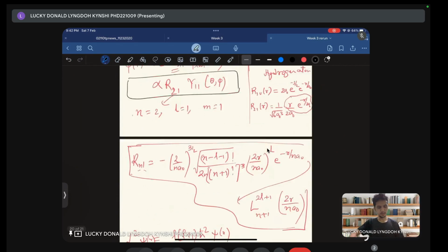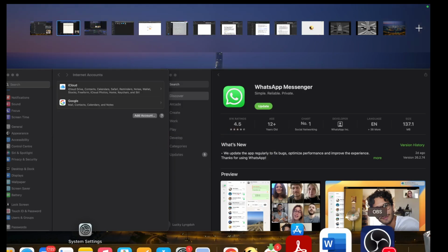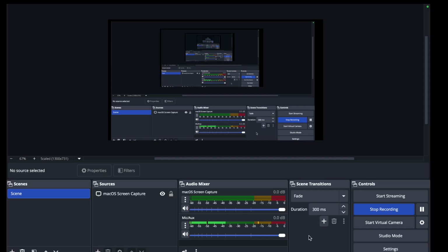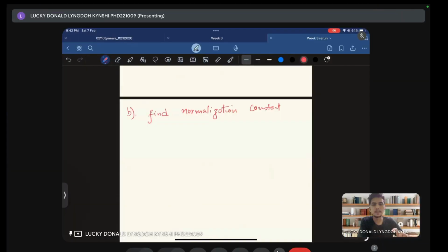Now the second question is: find the normalization constant. Again, we are going to solve for the normalization constant. Why? Since there is a constant term there, we have to solve the normalization constant also. But here the only difference is that we have to solve in 3D, not in 1D.